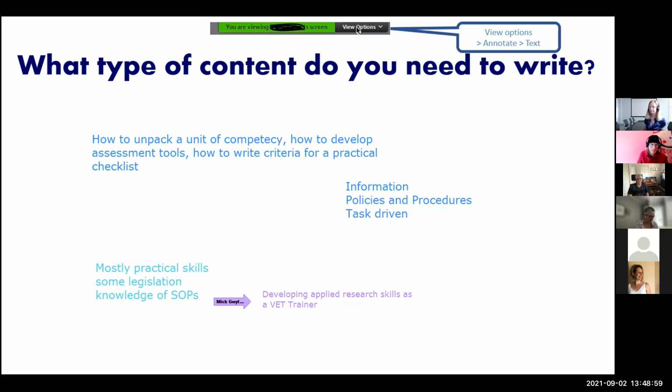That's where it gets a bit more difficult at diploma level, because people are coming in from industry with different roles. How do you provide enough examples to whet their appetite and see themselves in those bigger picture, independent kinds of tasks? This is a beauty. Information, policies and procedures and task driven.